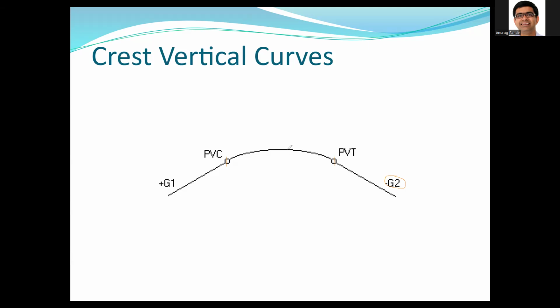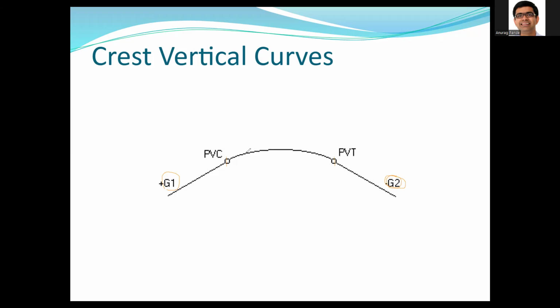So if you think about what is the slope at PVC of that tangent, it's going to be equal to this G1 grade. Okay, what's the slope of the tangent at PVT? It's going to be that G2 grade. Okay, and then the slope will be variable.